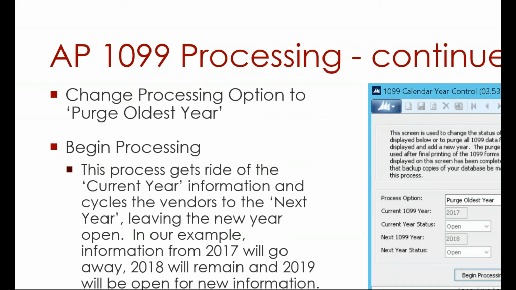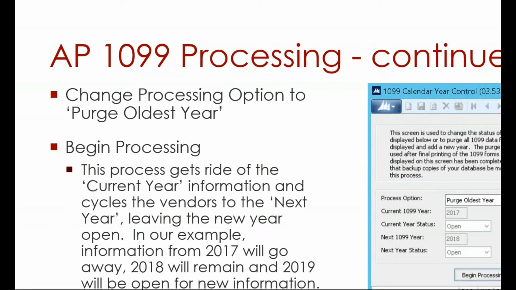This is the 1099 calendar year control screen. This is what's used to purge the oldest 1099 year and roll them forward 1 year. This must be done to be able to print checks for a given year. If you're trying to process checks and it's not an open 1099 year, you will receive a warning message and it will prevent you from processing.